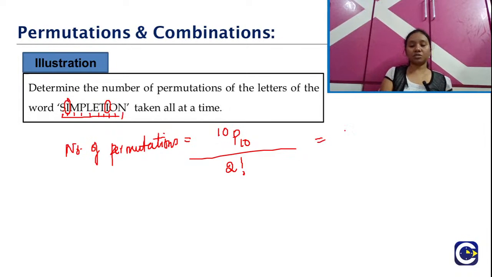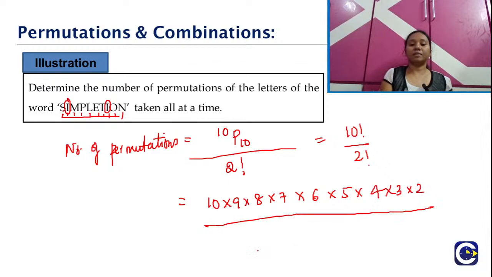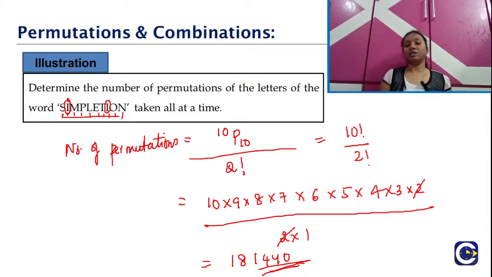So this will be equal to 10 factorial by 2 factorial, which is equal to 10 into 9 into 8 into 7 into 6 into 5 into 4 into 3 into 2 divided by 2 into 1. So this 2 and this 2 will get cancelled, and then it will be the entire multiplication of 10 into 9 into 8 into 7 until 3, which is the whole value, equal to 181440. So this will be the value here.